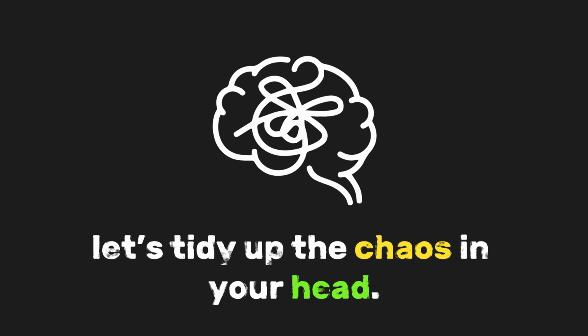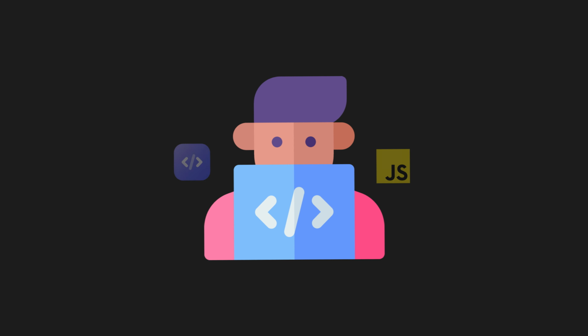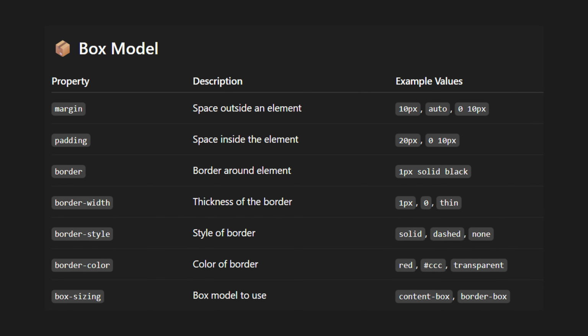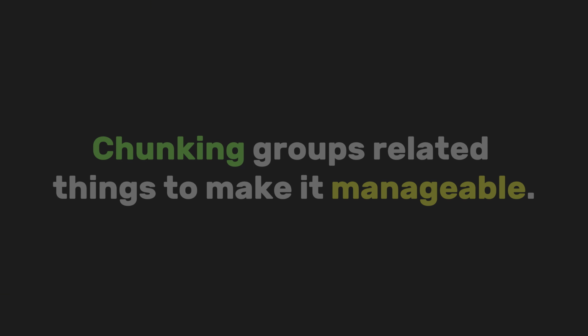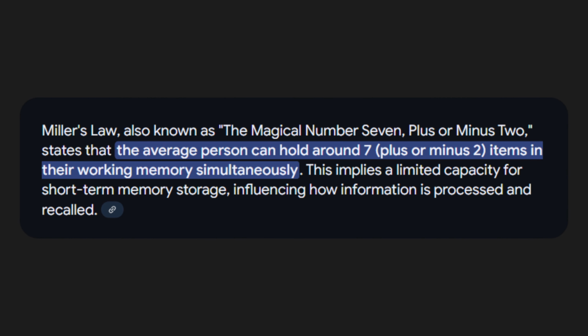Now that docs aren't scaring you, let's tidy up the chaos in your head. The third method is chunking. Web dev throws a million things at you. HTML tags, CSS properties, JavaScript functions, or React libraries. It's like trying to memorize a phone book. Chunking groups related things to make them manageable. For example, in 1956, George Miller introduced Miller's Law. It states we can remember about 7 items. So let's not overload our brains.